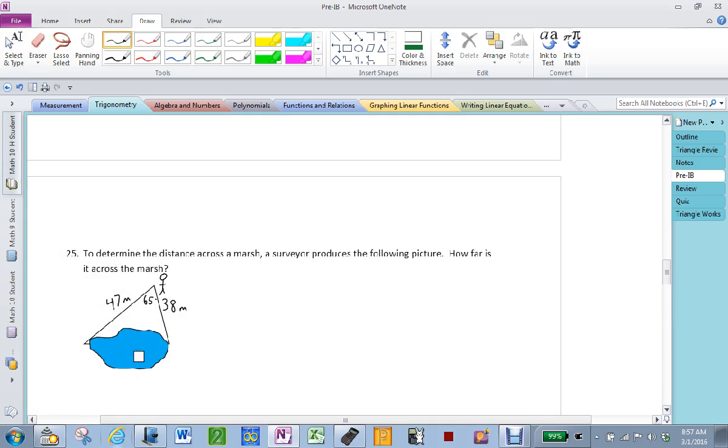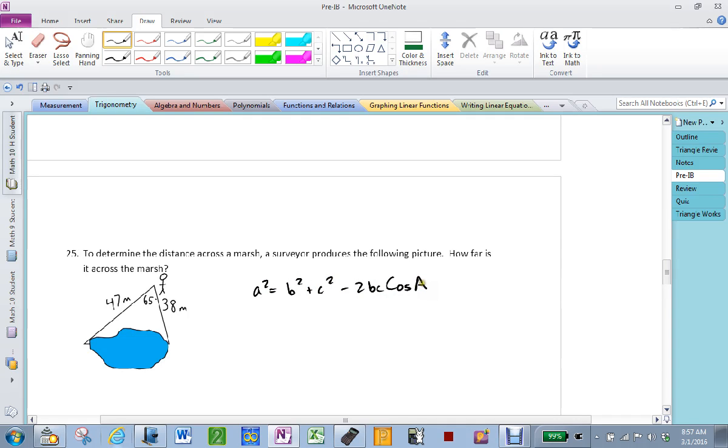Except, once again, my gift to you, the cosine law. Do I need a side or do I need an angle? Sorry. So which am I doing? A squared equals or cos A equals? That's good. A squared equals. So A squared equals B squared plus C squared minus 2BC cos A, right?